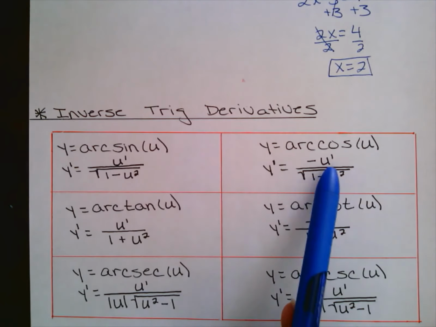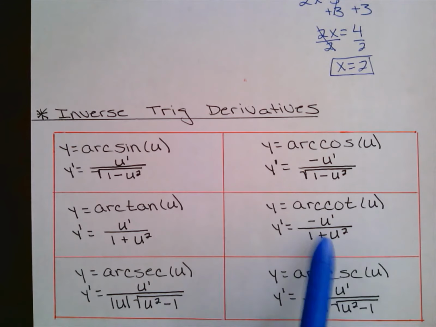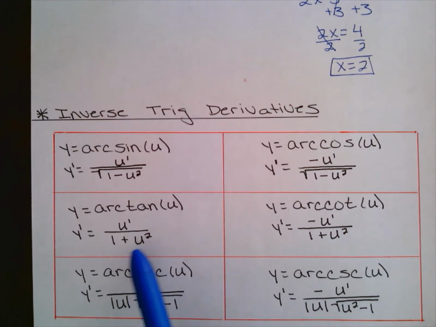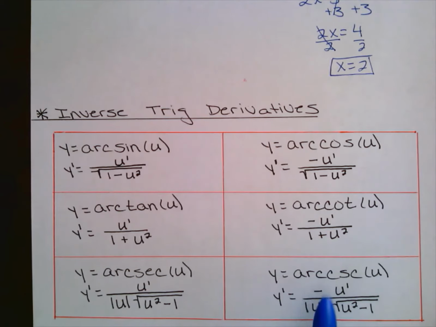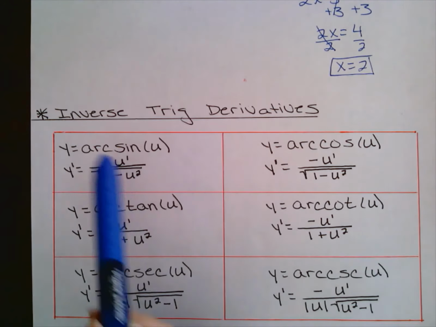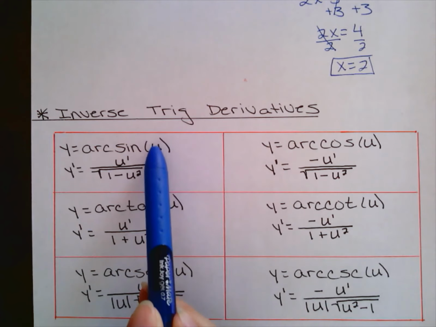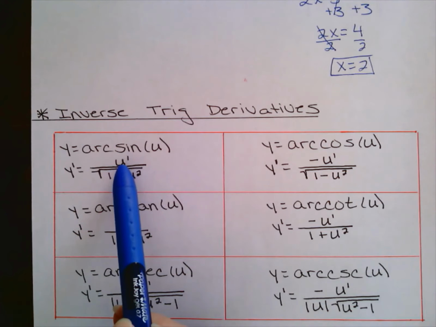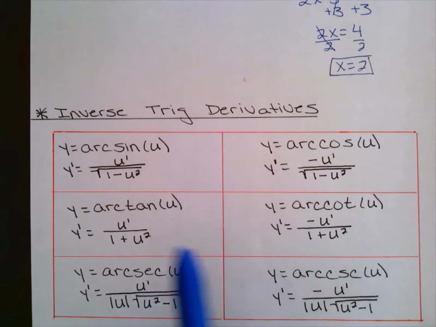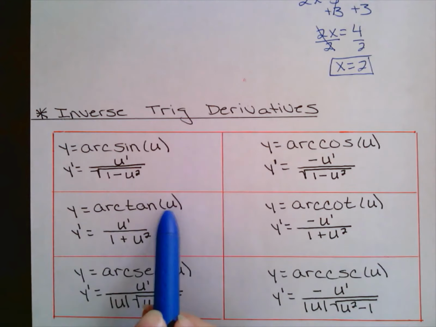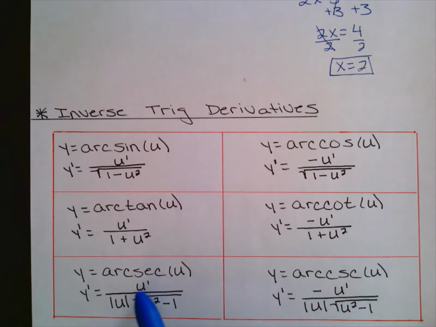So again, cosine is identical to sine, just with a negative. Cotangent is identical to tangent, just with a negative. And cosecant's derivative is identical to secant's, just with a negative. So we just reduced this from memorizing 6 to memorizing 3, okay? So arcsine of a function, whatever that function on the inside is, will be represented here with u, you'll do the derivative of that in the numerator over the square root of 1 minus that squared. For tangent, it's, again, notice all 3 of them have the u prime in the numerator.